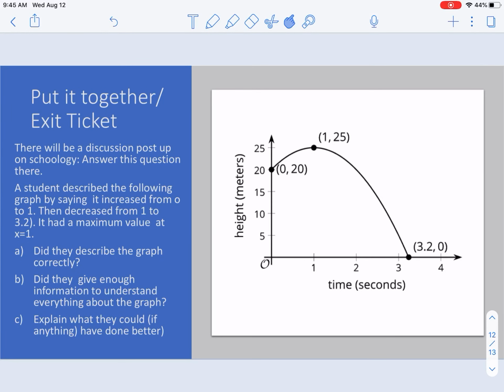And then this was the last part. This is a discussion post that I'm asking each student to do on their Schoology page. Make sure this is kind of just a recap of the lesson. Here's the prompt. It says a student was asked to describe this graph. They said that it was increasing from 0 to 1, and then it decreased from 1 to 3.2. And they said it had a maximum value at 1. So the question is, is that information correct? Is that enough information that if you were going to sketch it, you would know exactly what to do? And if not, what could they have done better? So this is a discussion post for you to do on your Schoology page.